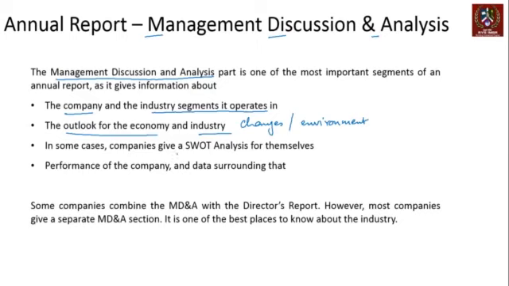In some cases, companies also give something like a SWOT analysis for themselves. What is a SWOT analysis? Strengths, weaknesses, opportunities, and threats around a company. At a later point of time, you'll probably study SWOT analysis in more detail. But some of the companies actually do that analysis for themselves for the sake of their stakeholders, and that is also available in the management discussion and analysis section. Finally, the performance of the company and the data surrounding that is also discussed in the MD&A.